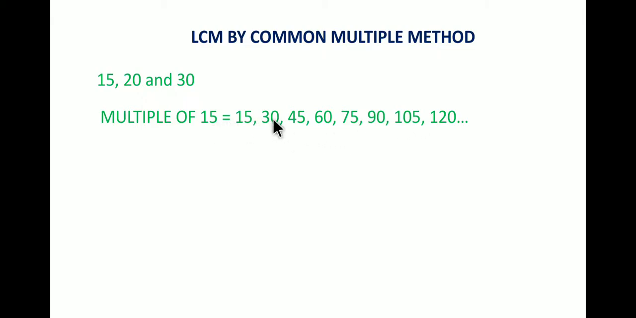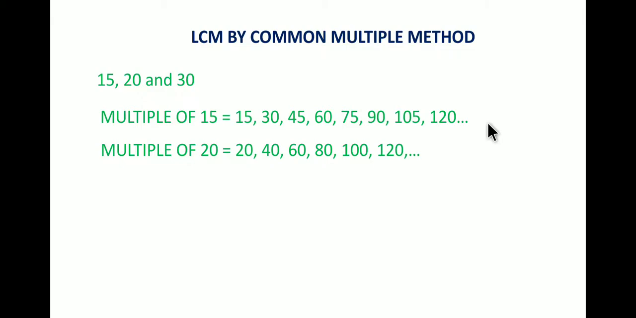Alright, so 15, 30, 45, 60, 75, 90, 105, 120 and it goes on. It will go on and reaches up to infinity. So 15 has this many number of multiples. Similarly, we can say the multiples of 20 are 20, 40, 60, 80, 100, 120 and it moves on. And similarly, the multiples of 30 are 30, 60, 90, 120, 150 and so on.